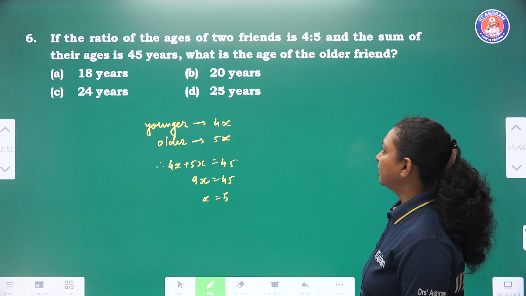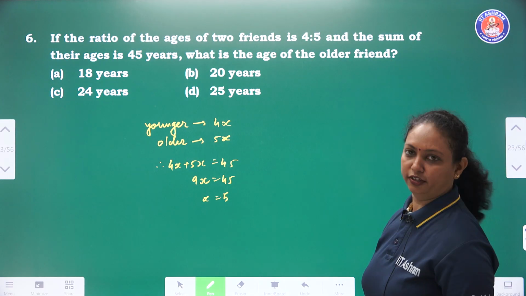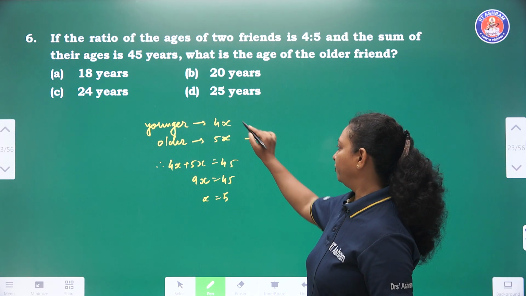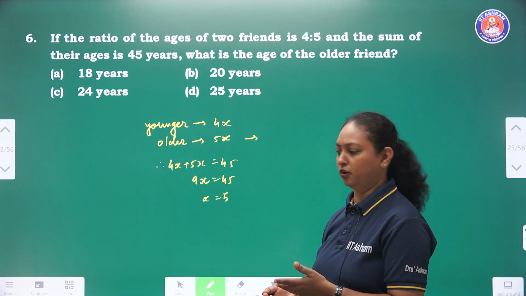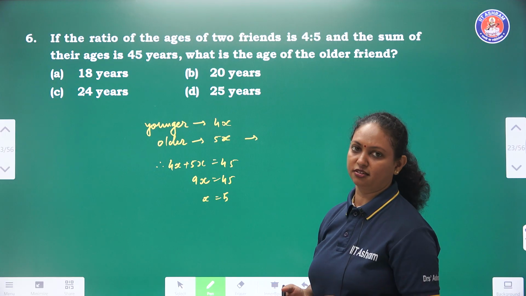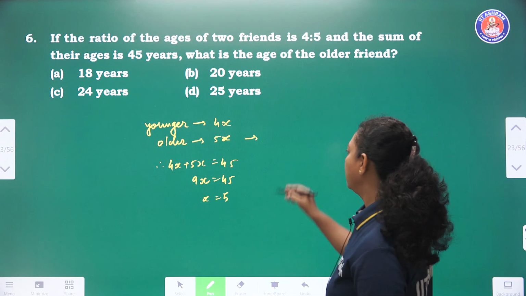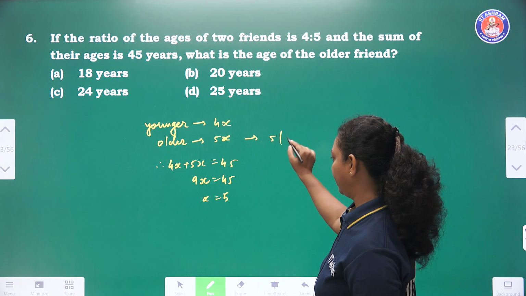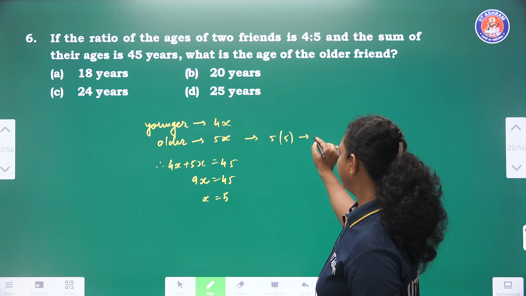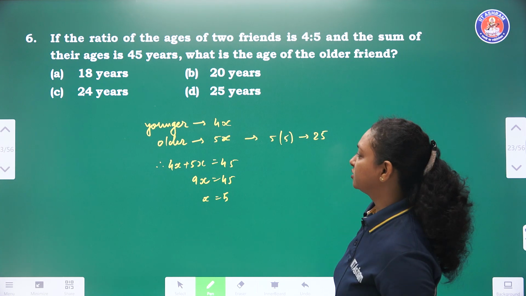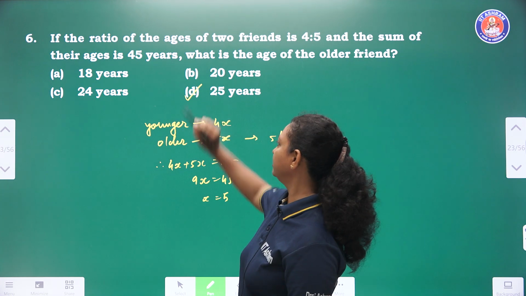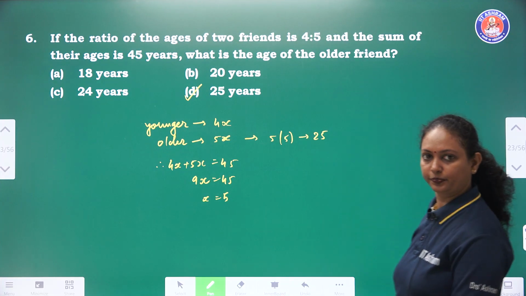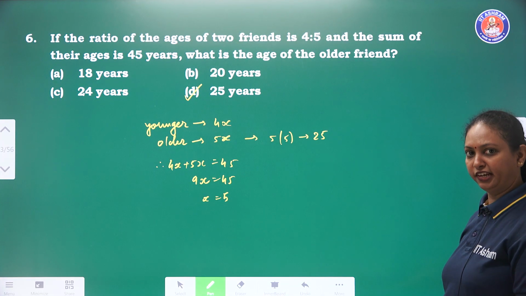So now what is asked of us? What is the age of the older friend? Obviously, multiple of 4 and multiple of 5, which one is greater? Obviously the fifth multiple. So 5, and what is the value of x? 5. So 5 times 5 is what? 25 years. So the age of the older friend is 25 years. Clear? Can we move on to the next?